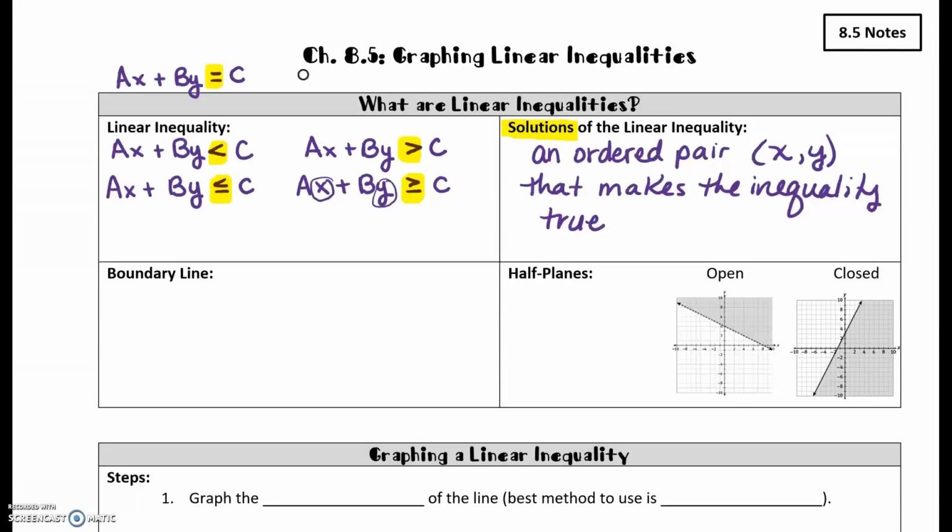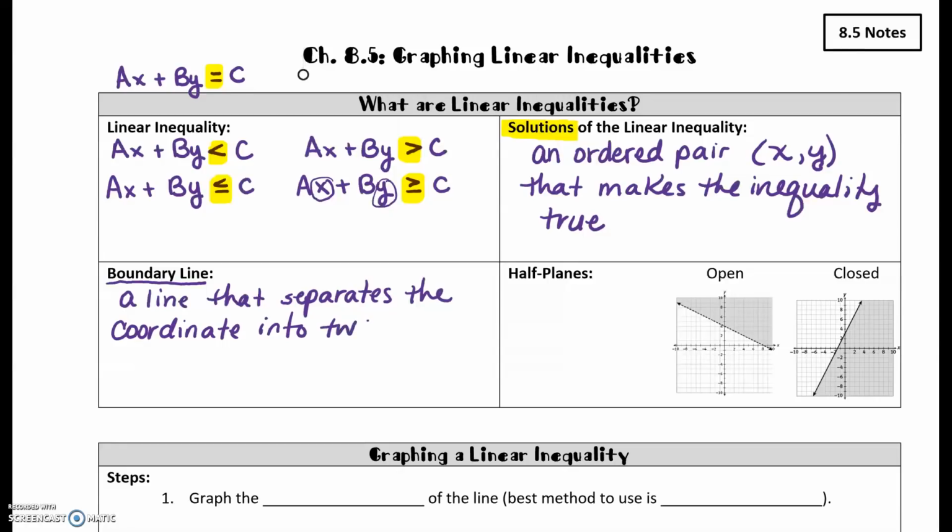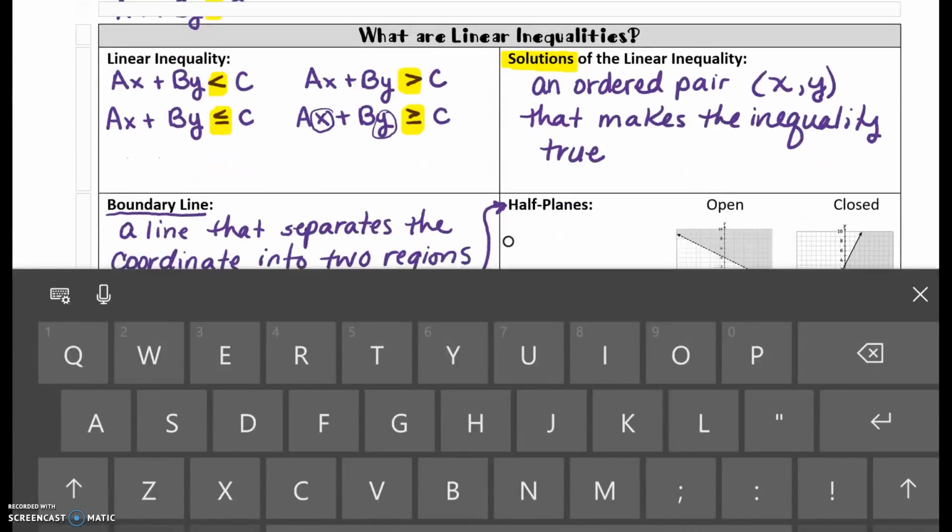The next thing we need to talk about is a boundary line. A boundary line is simply a line that separates the coordinate plane into two regions called half planes. And that leads us straight to here, what is a half plane?